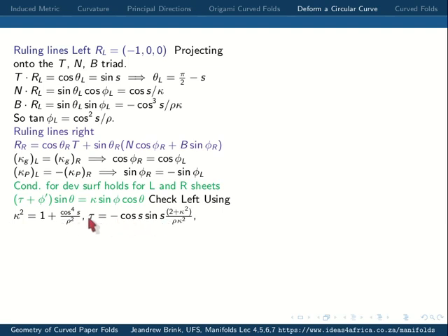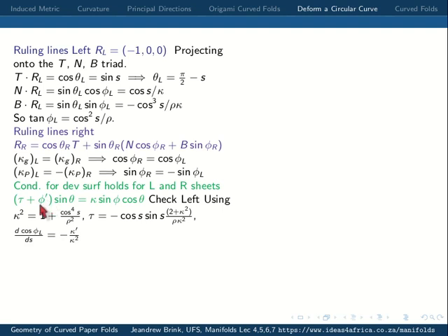Tau, which is a property of the curve, so it's also the same for both sheets, is simply minus cos S sine S 2 plus kappa squared over rho kappa squared, which I got from differentiating B and then dotting in minus N. That's how I got this, and I simplified it. So we've got what tau is. Now we want to work out what phi prime is.